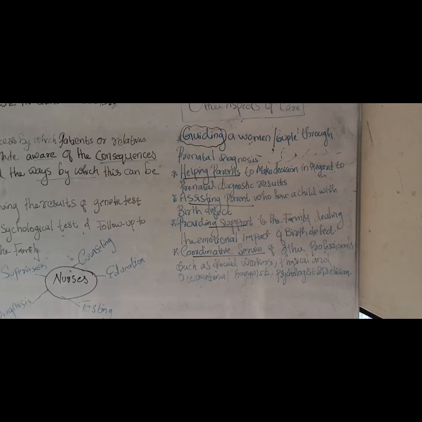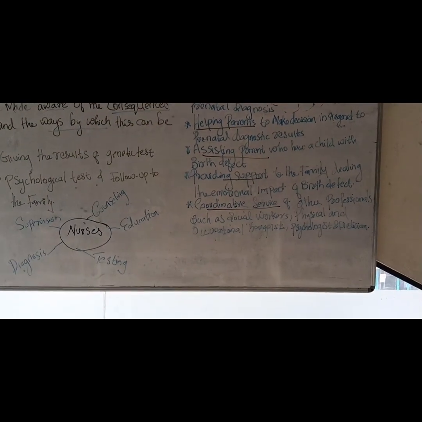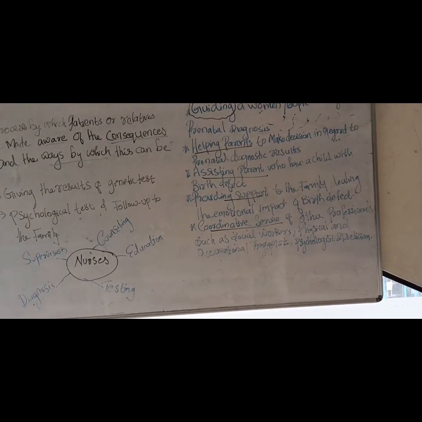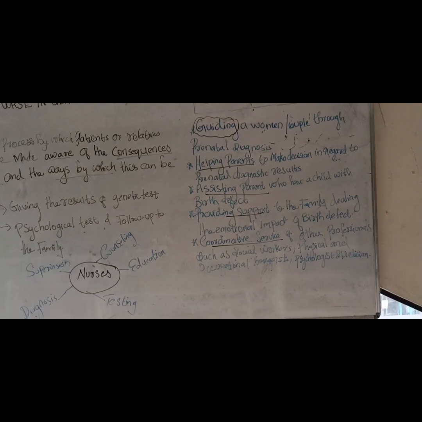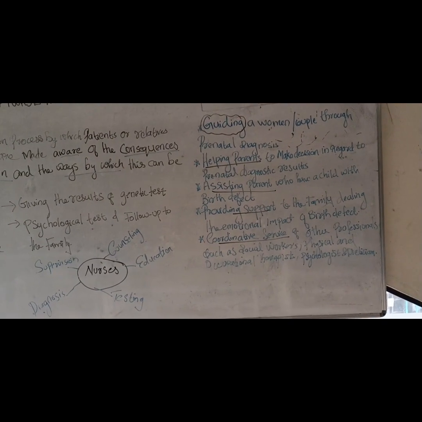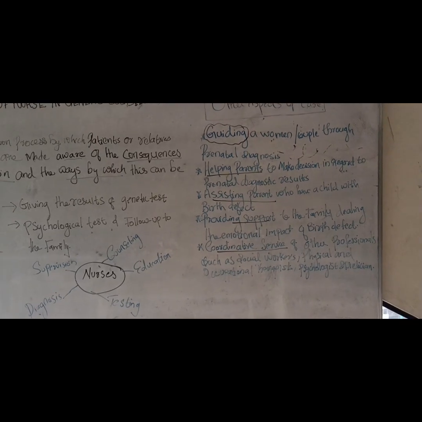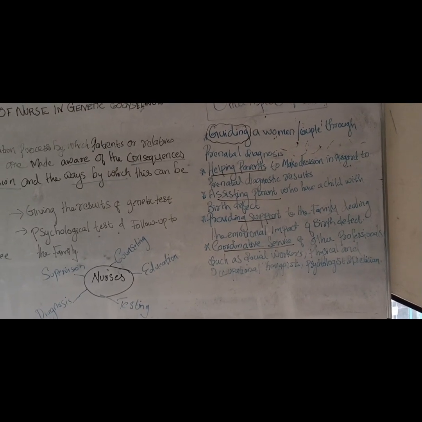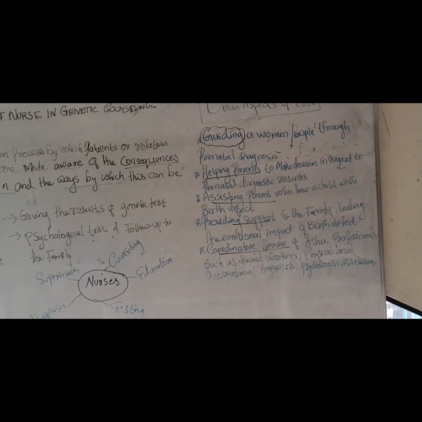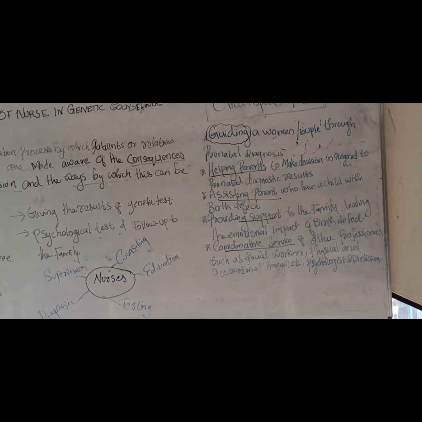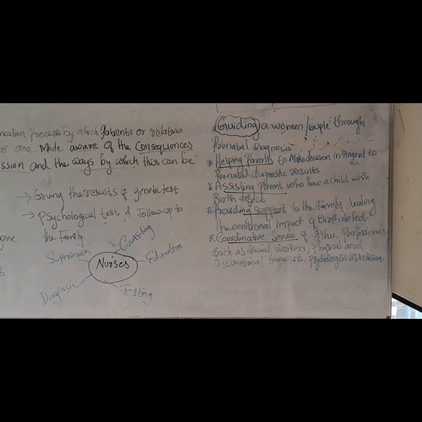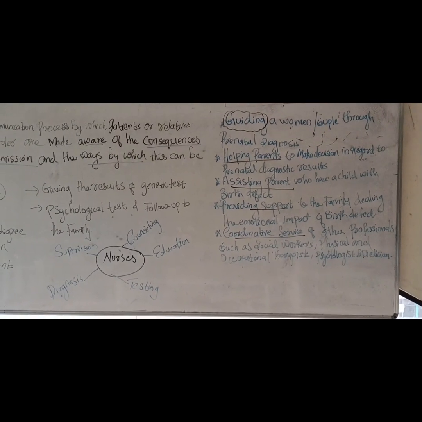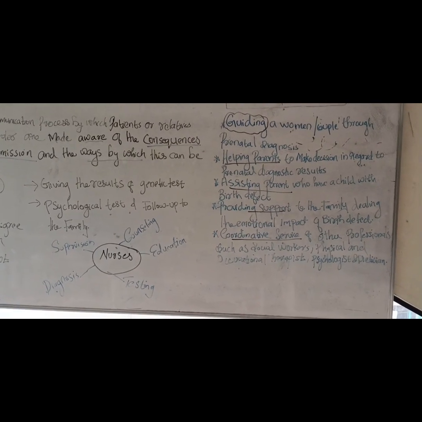The other aspects of care we can focus on are guiding a woman or couple through prenatal diagnosis and helping the parents make decisions in regard to prenatal diagnostic research. We can provide psychological support and help the parents make a decision, and assist parents who have a child with a birth defect. We can provide genetic counseling, and support the family in dealing with the emotional impact of the birth defect. They will have psychological problems, so we can provide support and coordinate these services.